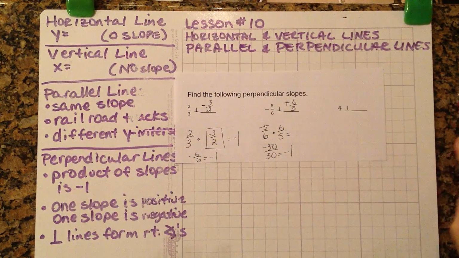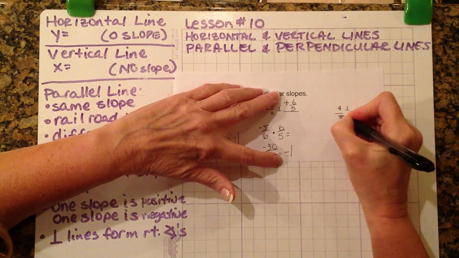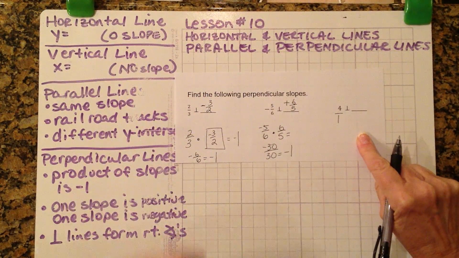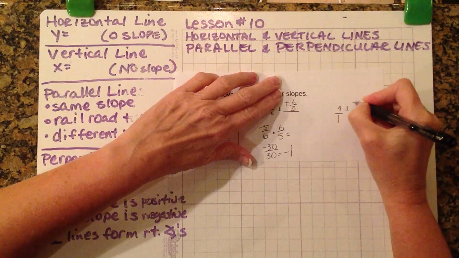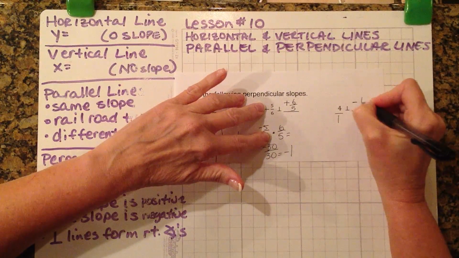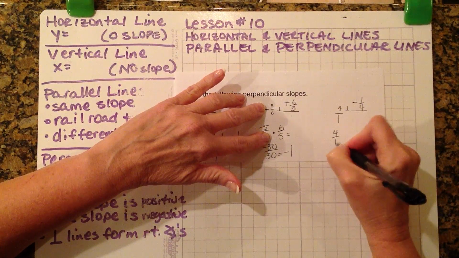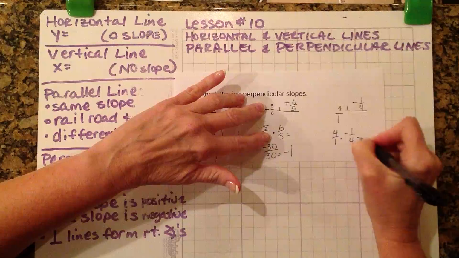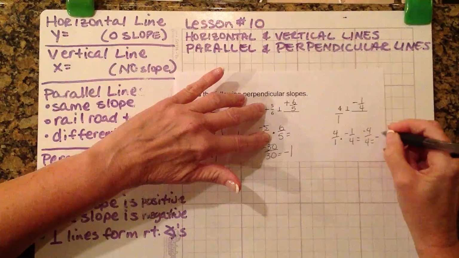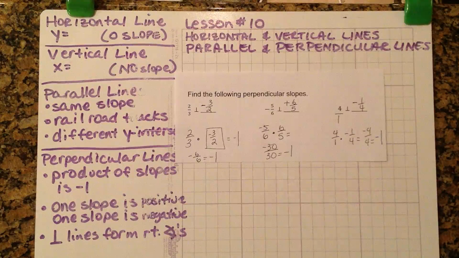All right, one more before we're finished. If you have a whole number, what I like to do is put that over 1. What is the perpendicular slope to that? Think about that. This one's positive, so one of them has to be negative. This one's going to be negative, and then flip it. So that gives me negative 1/4. When I multiply these two together, 4 over 1 times negative 1 over 4 gets me negative 4 over 4, and what's the final answer? Negative 1. So that's just one way, without graphing, to find perpendicular slope.